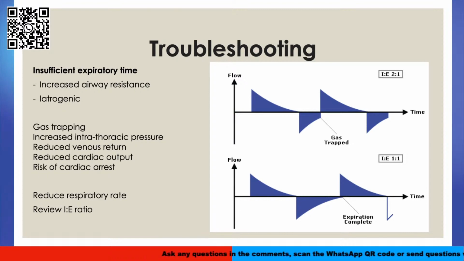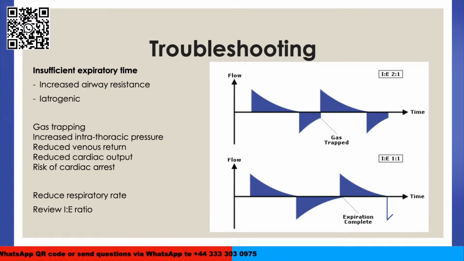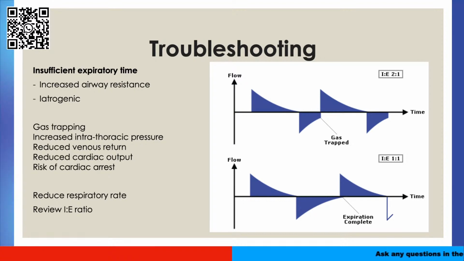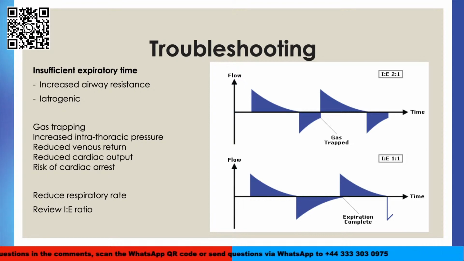So to improve this, you can reduce the respiratory rate, or you can review your I to E ratios. So you can see that this has been changed back to a 1-to-1 ratio in the bottom part of the graph. So this patient now has time to complete their expiration before the next breath in. Sometimes this can happen, particularly with asthmatic patients who are very difficult to ventilate if they are having a severe or life-threatening attack. And sometimes they need to be manually disconnected from the ventilator and effectively decompressed with someone putting pressure on their chest to help remove the trapped gas.